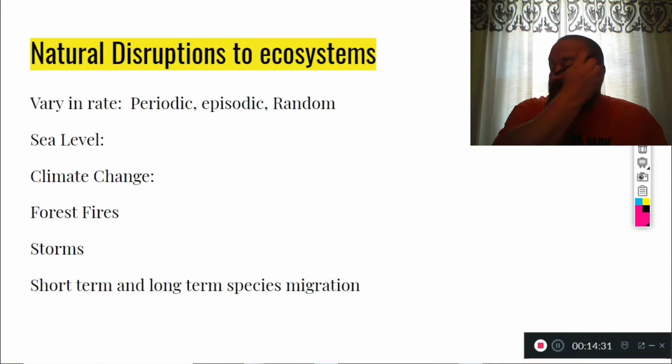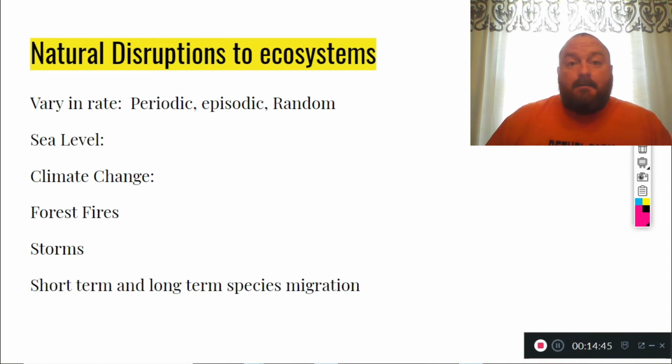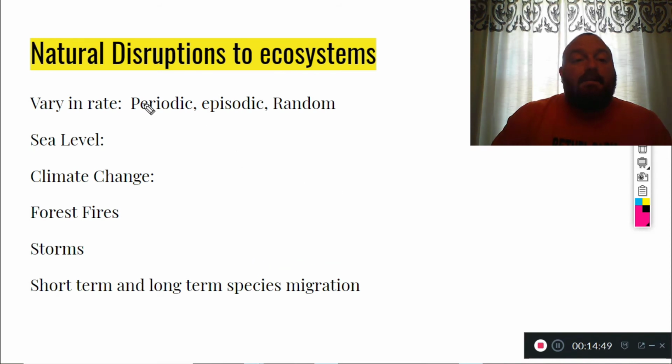So what we look at when we are talking about natural disruptions in the ecosystem, it's not just human disruption or anthropogenic disruption. The natural disruptions that happen can be just as devastating for an ecosystem as the anthropogenic ones. So when we look at these, they're going to vary in the rate at which they happen. They can be periodic, episodic, or random.